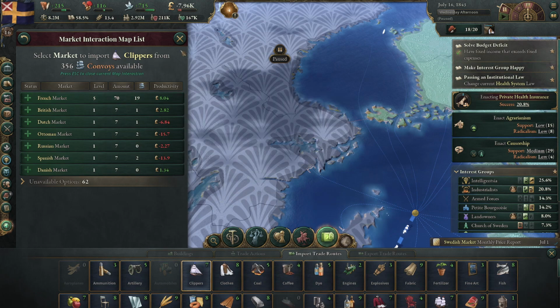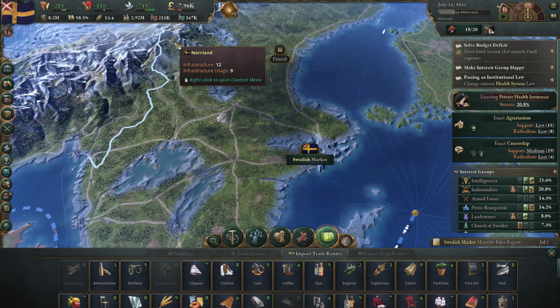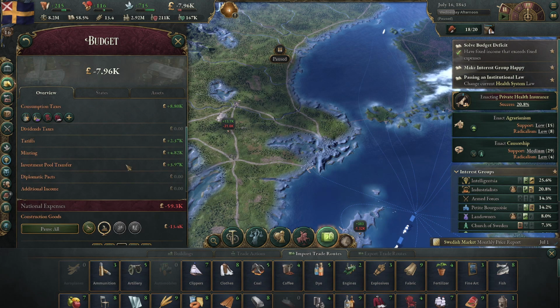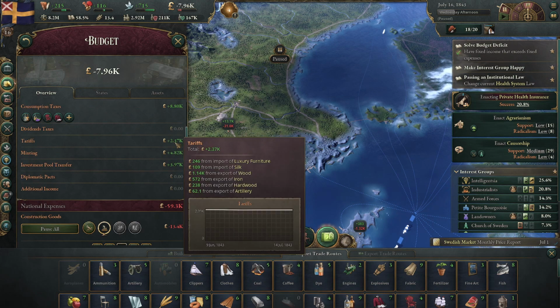But what you need to remember is, if we come back to the budget, some of our budget actually comes from tariffs. Now these tariffs are made not just from exports but from imports.